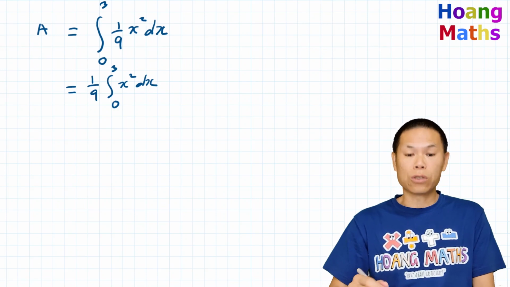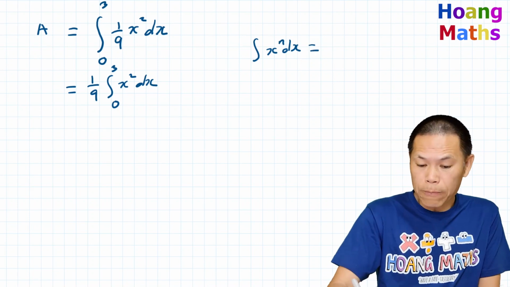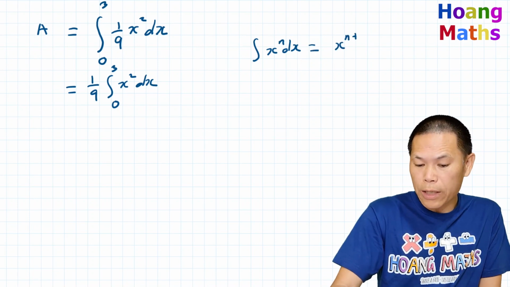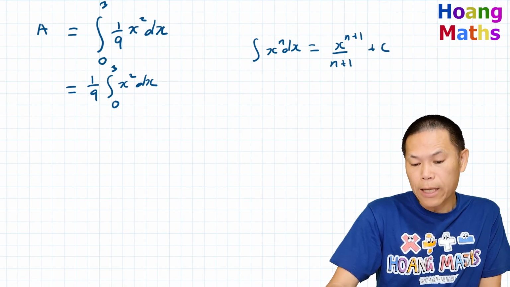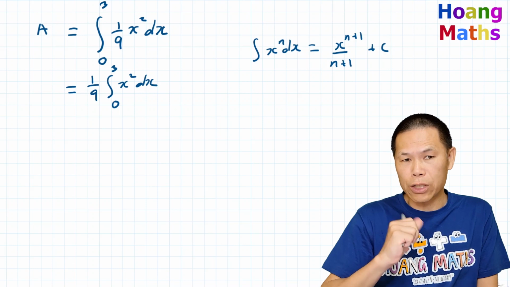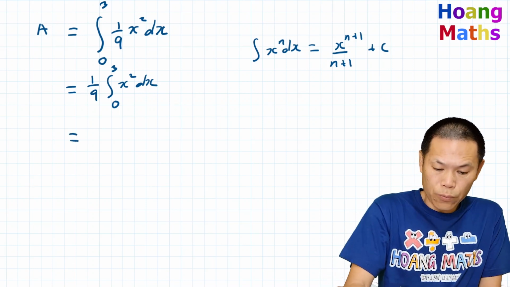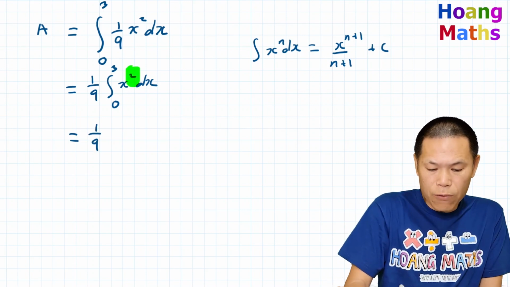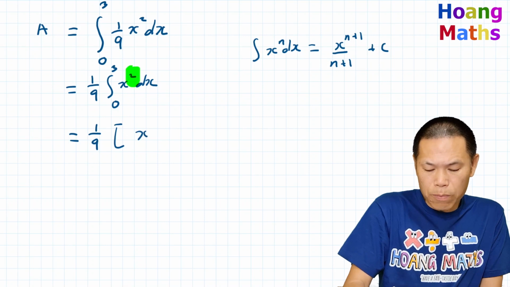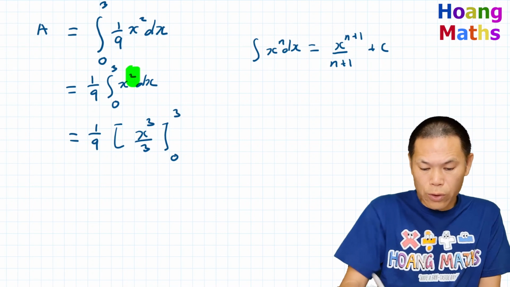Now to work this out, remember the rule: the integration of x to the power n dx gives x to the power n plus 1, divided by n plus 1. And we add c, but in this case it's a definite integral, so we don't need to add c. So we have 2, we add 1 to it, which gives 3. So 1 over 9, x to the power of 3 divided by 3, from 0 to 3.